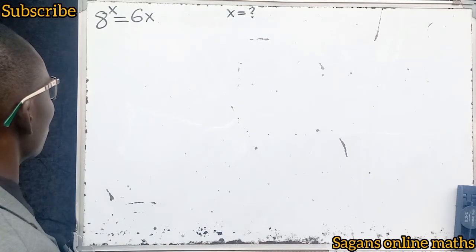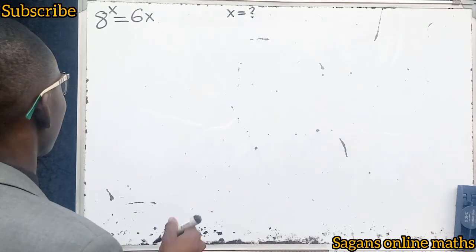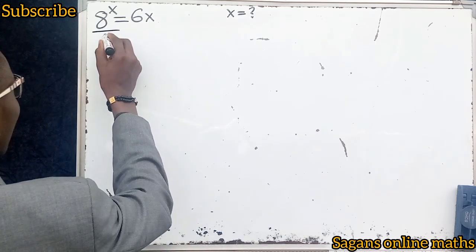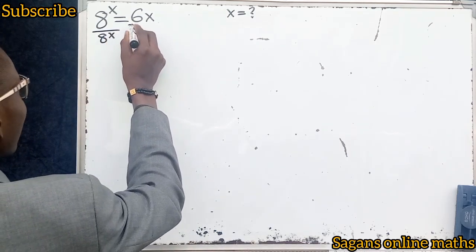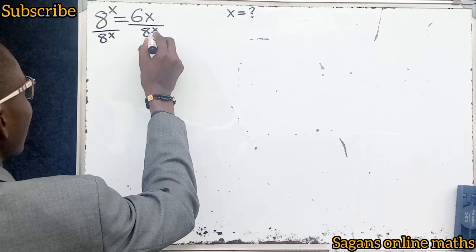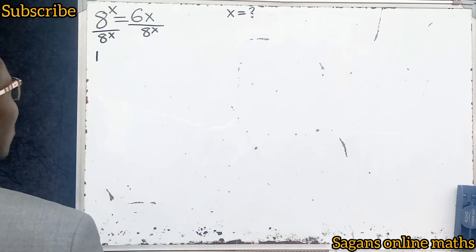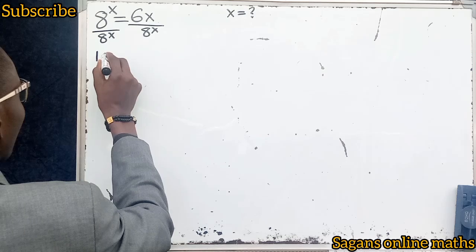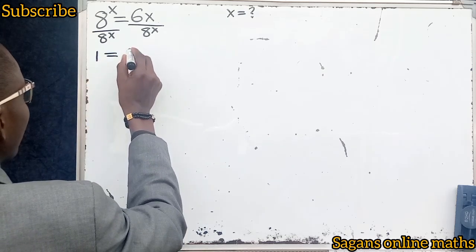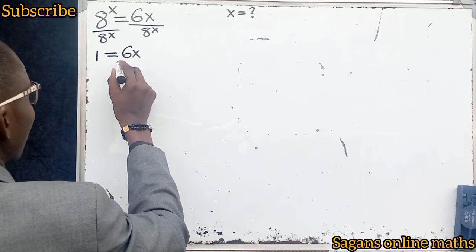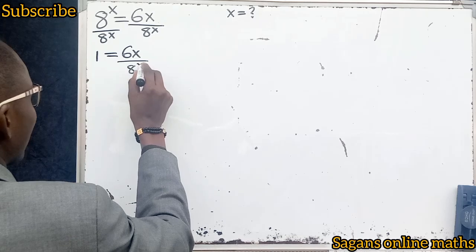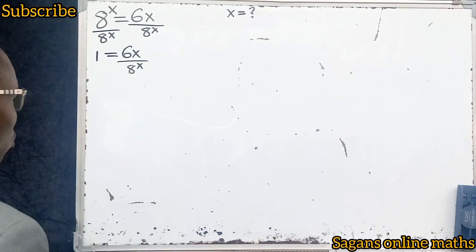Now our first step is to divide by 8 to the power of x. If we divide here by 8 to the power of x, we also divide this by 8 to the power of x. Now 8 to the power of x divided by 8 to the power of x will give us 1, equals 6x divided by 8 to the power of x.